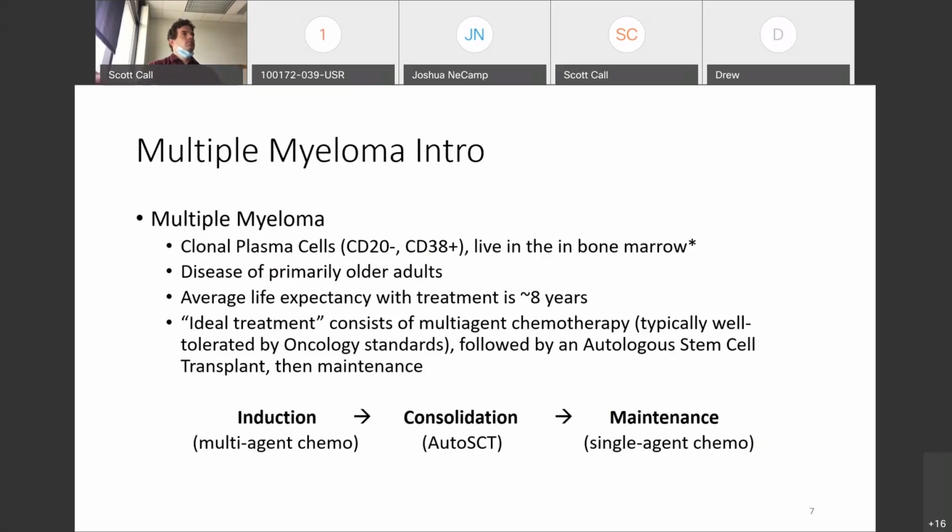The ideal thought in terms of treatment is that our goal would be to give somebody an autologous, meaning their own, autologous stem cell transplant as the definitive treatment for their disease. So the ideal scenario would be you give somebody induction chemotherapy, followed by a consolidation autologous stem cell transplant, followed by some maintenance chemotherapy, which would usually just be a single drug.